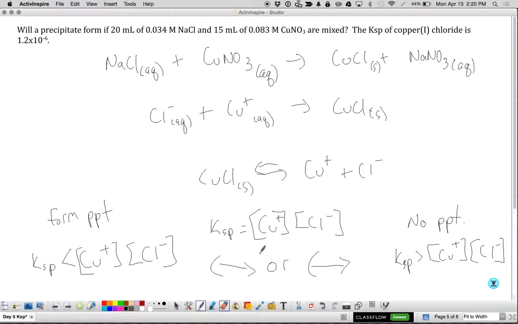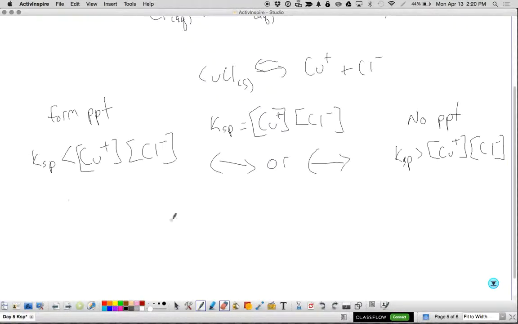All right? So what we really need to do, we have KSP for comparison's sake. So we really now just need to calculate the concentration of Cu plus and the concentration of Cl minus. All right, so where are we going to get those from? Well, let's just take it step by step. Let's do Cu plus first.